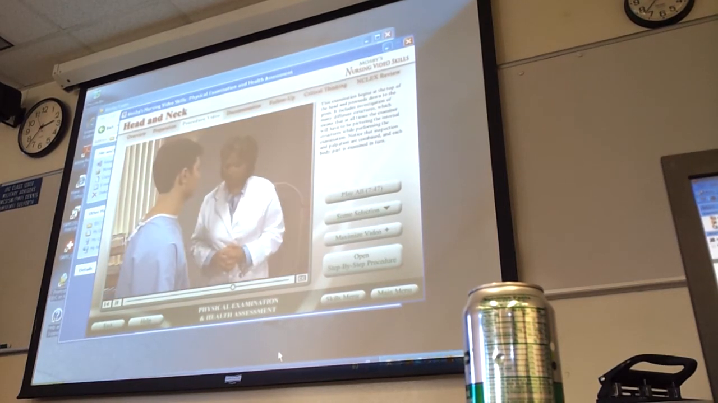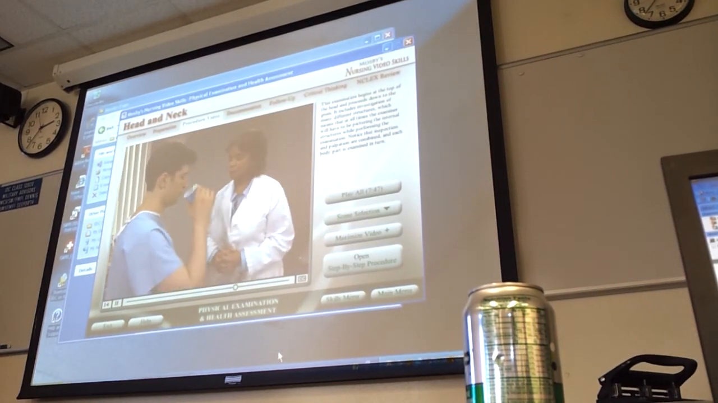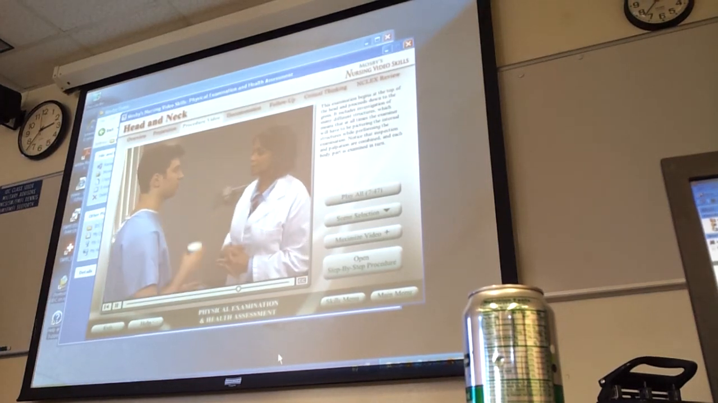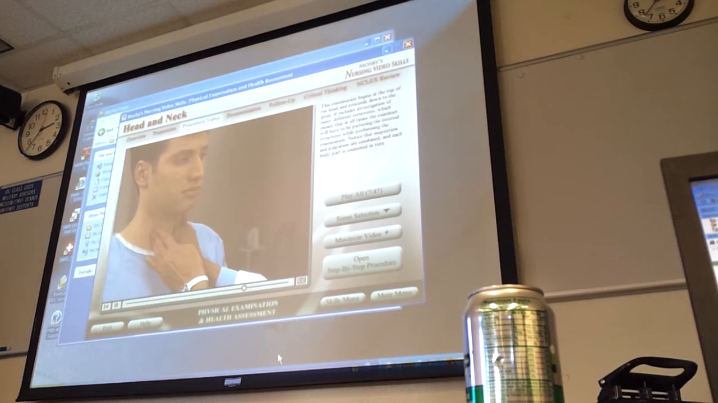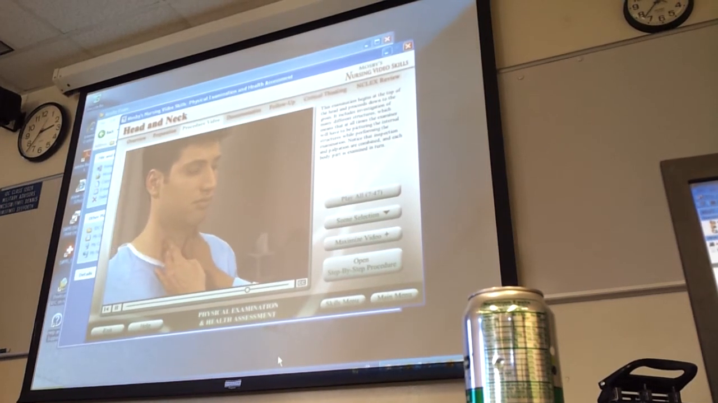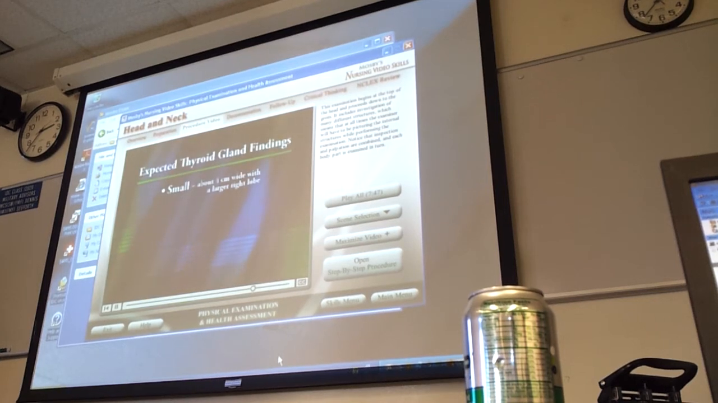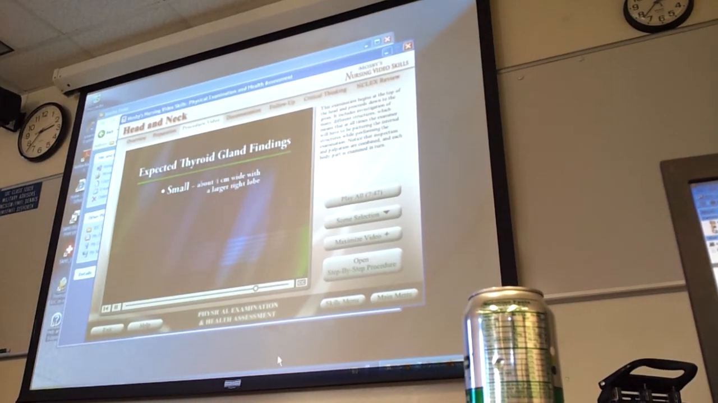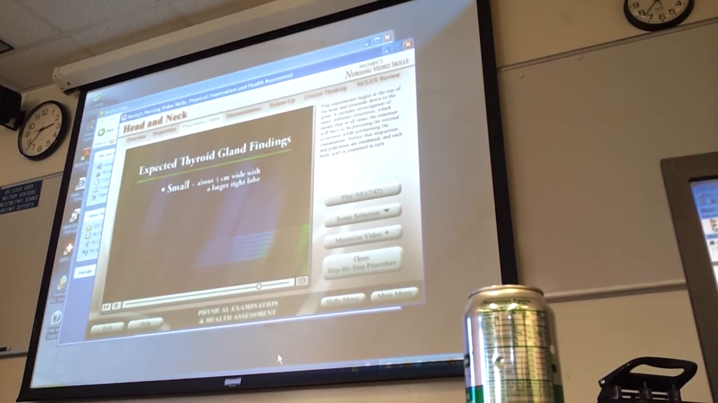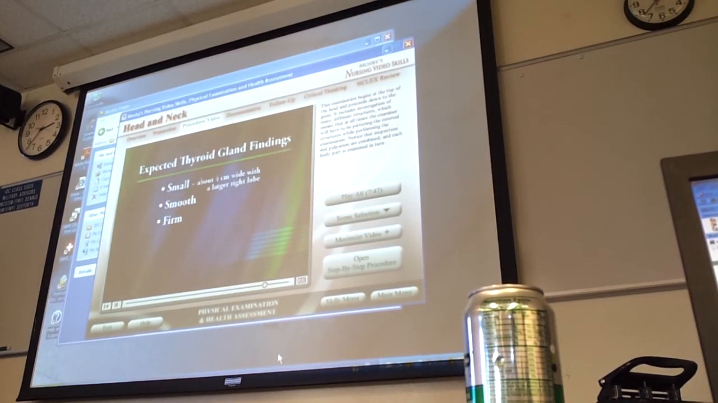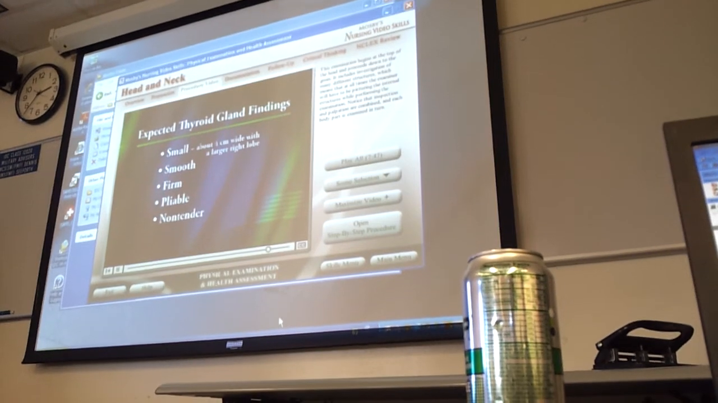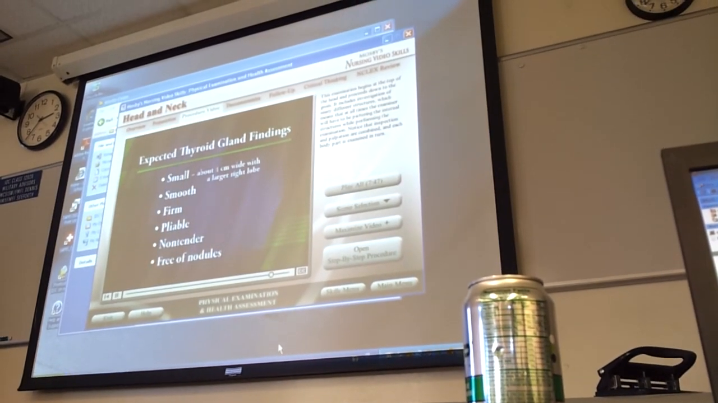And now take another sip of water and hold it. Check the other side. To assess the right lobe, reverse your hand positions. If palpable, the thyroid gland should be small, about 4 centimeters wide, with the right lobe slightly larger than the left, and it should feel smooth, firm, pliable, non-tender, and free of nodules.